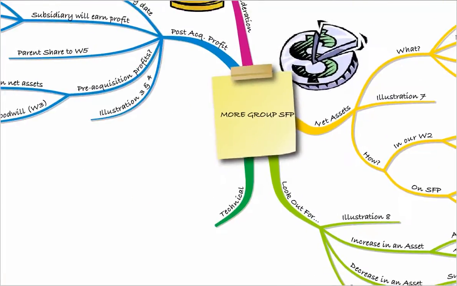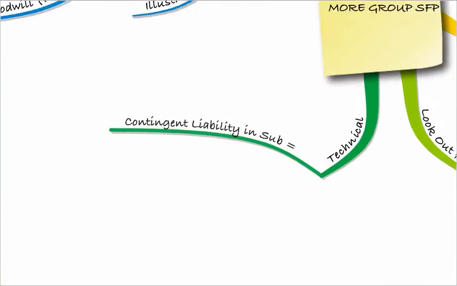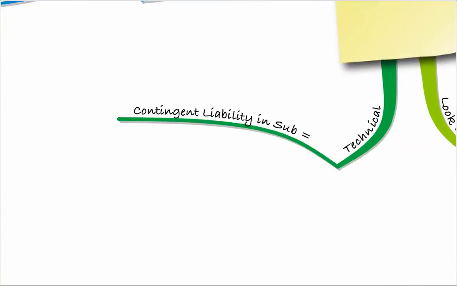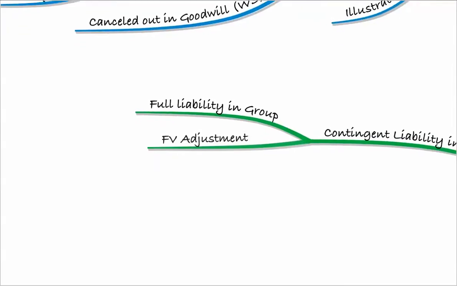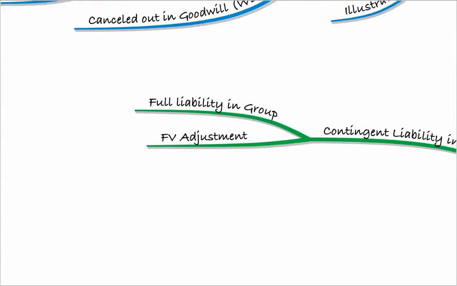Lastly, we looked at some technicalities, 3 technicalities that you need to learn for these fair value adjustments. Number 1, remember that a contingent liability in a sub, that would be a note to the financial statements in the sub, becomes a full liability in the group as a fair value adjustment. Okay, remember you just need to learn these, even if you don't fully understand them.